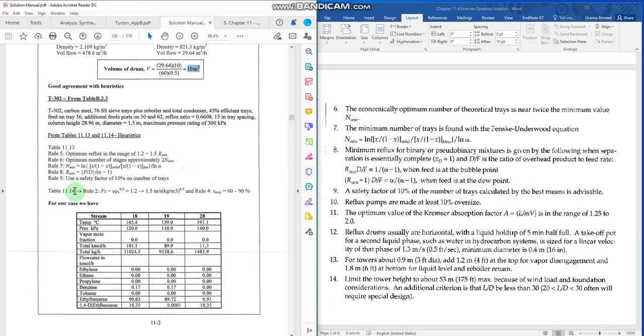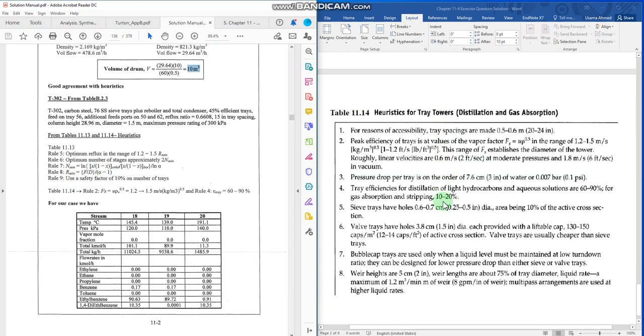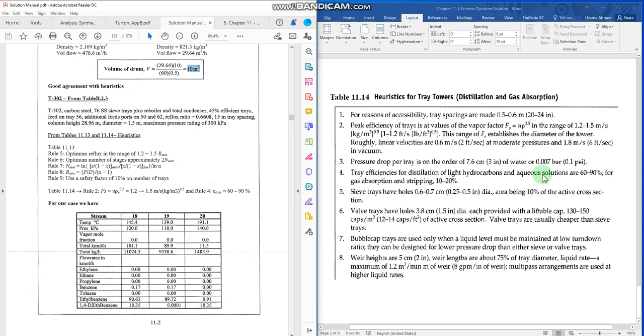Table 11.14, rule number 2, f of s u rho v 0.5. So you can go to this table 11.14 and here you would find this equation. Peak efficiency of trays is at the values of vapor factor. So you have to calculate this vapor factor Fs, that is equal to velocity times density for the vapors, with the power 0.5, in the range of 1.2 to 1.5 meter per second.